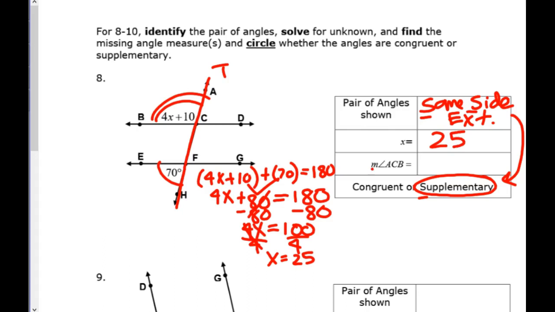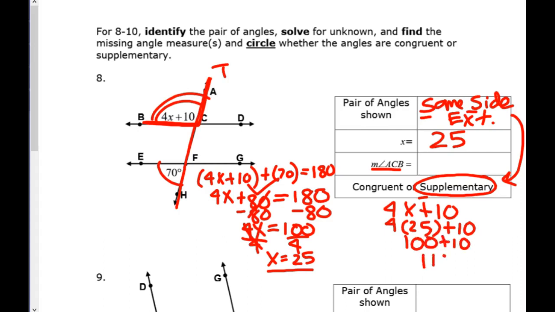This is important. ACB. Okay? ACB is right here. 4x plus 10. I'm going to replace x with 25. So 4 times 25 plus 10. 4 times 25 is 100. 100 plus 10 is 110 degrees. Okay, so that's the measure of ACB. How am I going to write that?